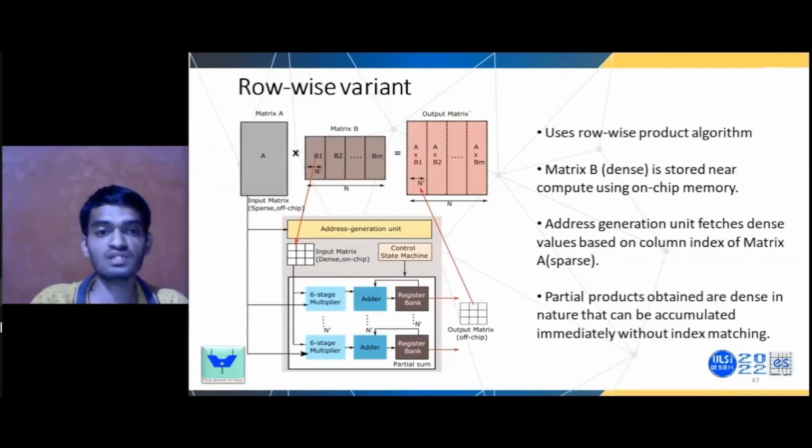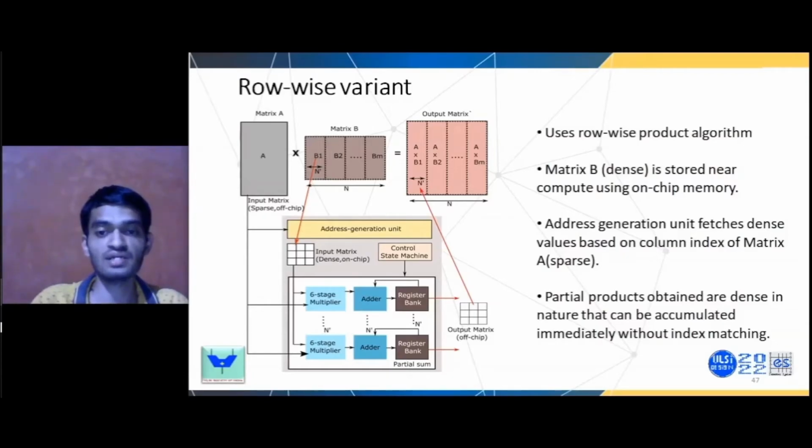In the row-wise variant, the algorithm used is a row-wise product algorithm, and since the matrix B is accessed frequently, it is kept near the compute, and it's a dense matrix that is kept in the on-chip memory. If the dense matrix doesn't fit in the on-chip memory, then it is broken into chunks, and the computation is done accordingly.